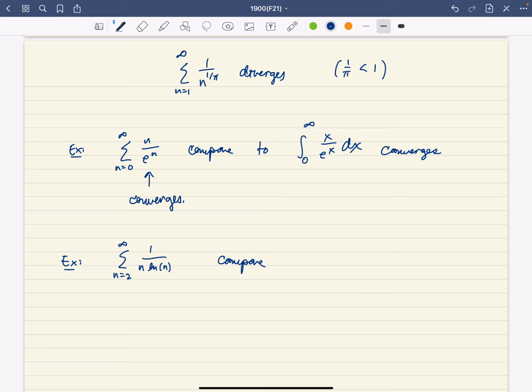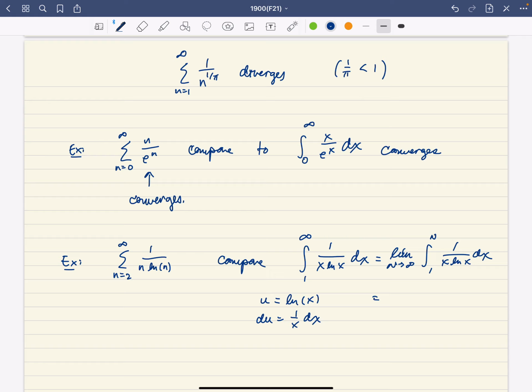So we're going to compare this to the integral of 1 over x natural log of x from 1 to infinity. This is the limit as n goes to infinity of the integral from 1 to n of 1 over x natural log of x. We substitute u as natural log of x, du equals 1 over x dx pops out of that. And what we end up with is the limit as n goes to infinity, so that part's the same, of the integral from 0 to the natural log of n.